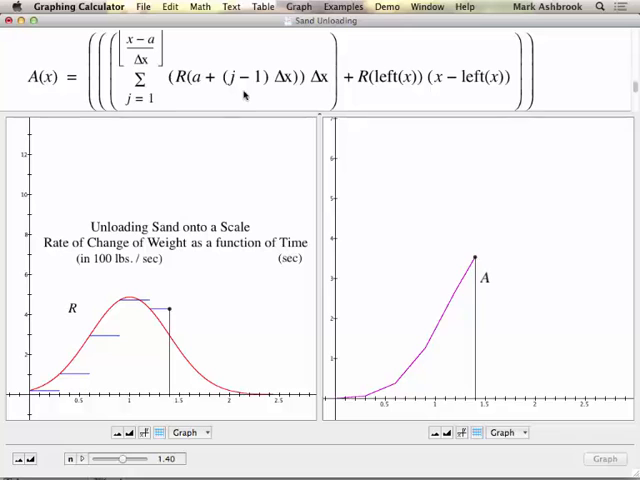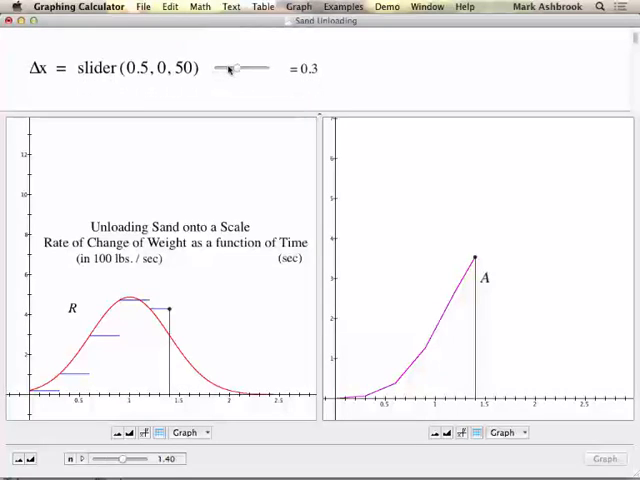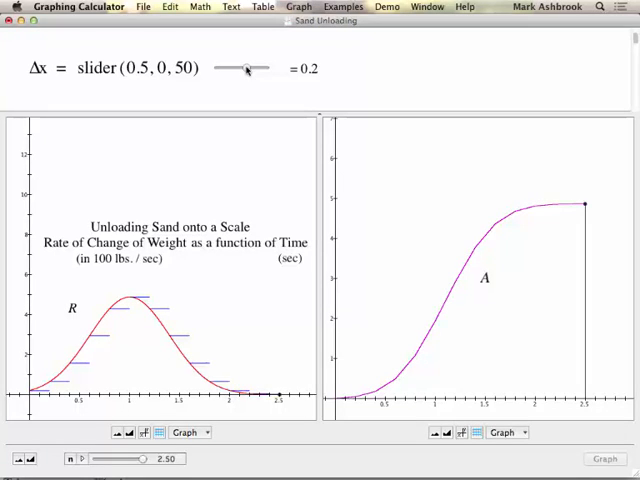So if I make delta x smaller, watch what happens. More steps that are shorter, more linear line segments. So each time I make delta x shorter, what happens to the step function? It gets better. And therefore, what happens to our approximate accumulation function based on that step function? More accurate. It gets better and better. So I go real small here.